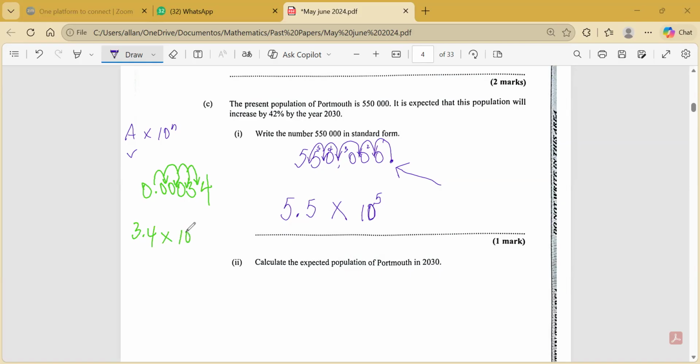Multiply by 10 to the minus, how many places do you move? 1, 2, 3, 4. To the negative 4. So it's 3.4 times 10 to the negative 4. We're using a decimal.